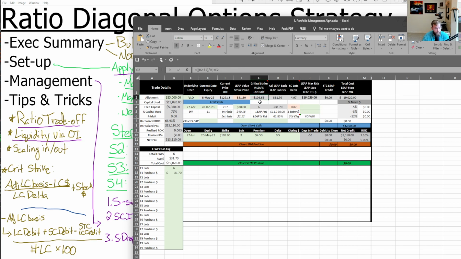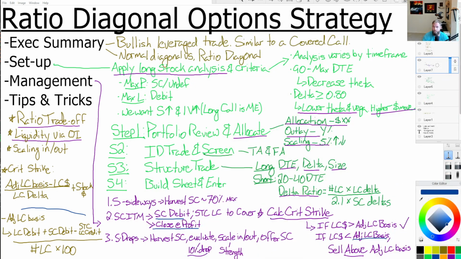And then the critical strike. This is telling me where I can sell short calls. So in this example, my short call is 109. As long as I'm selling short calls at 106.65 and above, I am not locking in a loss. So again, you can't sell a short call at 106.65, so you got to round this one up. And you can build your very own version of this using the formulas over to the left.